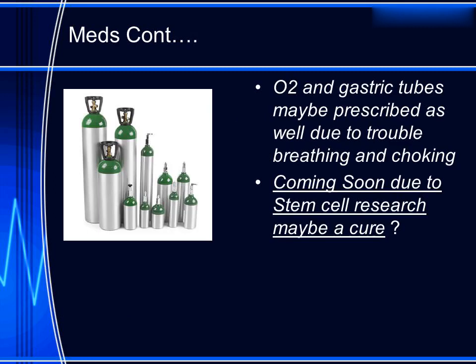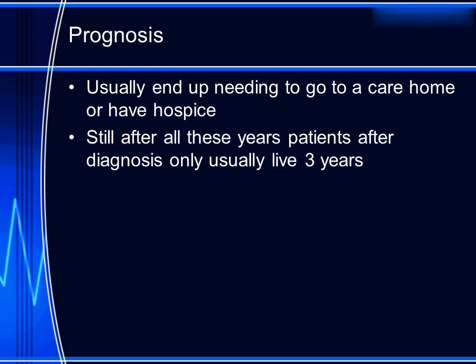Meds. O2 and gastric tubes may be prescribed as well due to trouble breathing and choking. Coming soon, due to stem cell research, may be a cure. Prognosis: patients usually end up needing to go to a care home or have hospice. Still, after all these years, patients after diagnosis only usually live 3 years.